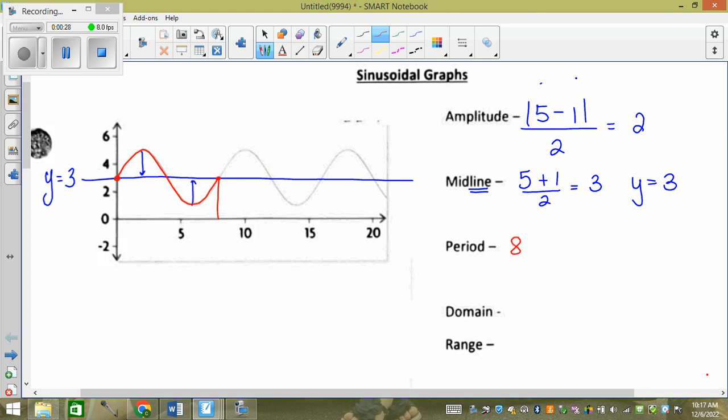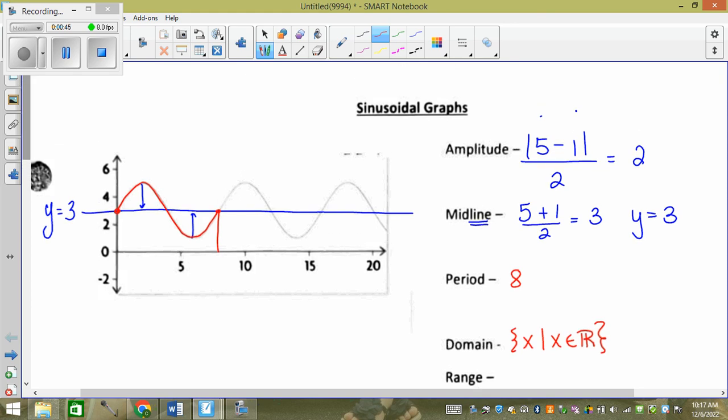And then the domain of every sinusoidal, unless the word problem says otherwise, is x such that x is an element of the real numbers. Yes, it goes on for life. My range, I told you guys you could put this in your notes, but you can also remember it, so I'm going to put it here. My range for every one of these is sandwiched between my minimum and my maximum. So it's going to be y such that my min is less than or equal to y, which is less than or equal to my maximum.